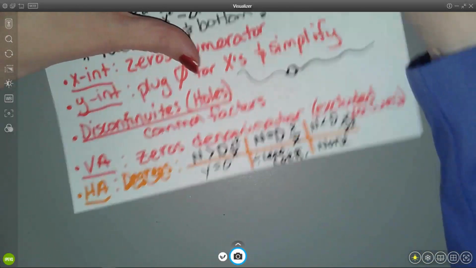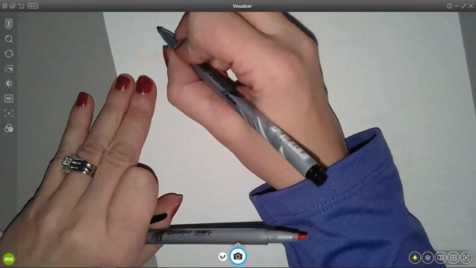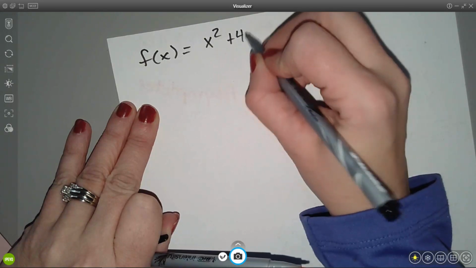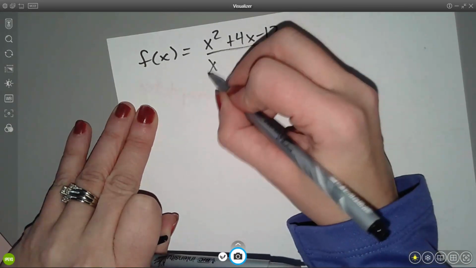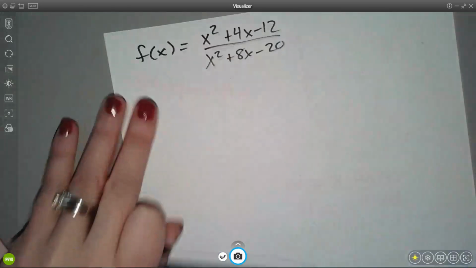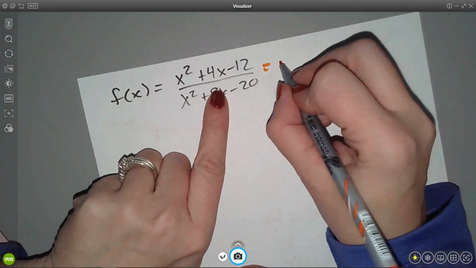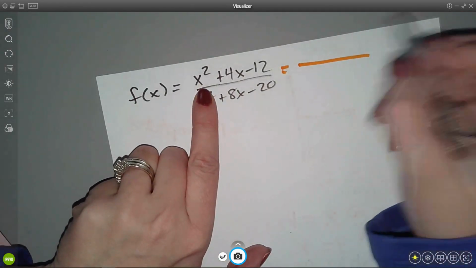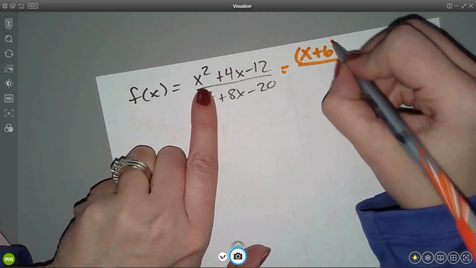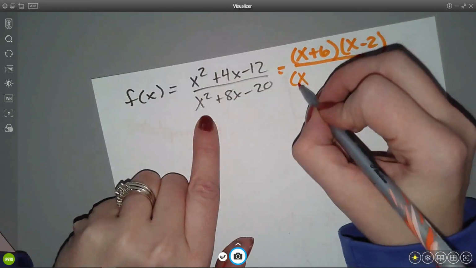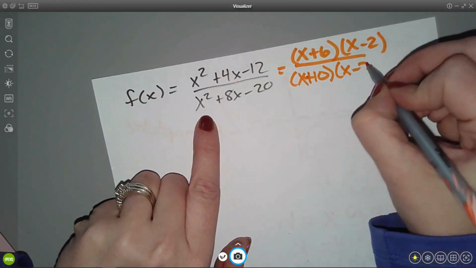So let's real quick do an example here. We're going to give the example of f of x equals x squared plus 4x minus 12 all over x squared plus 8x minus 20. Okay, so I told you guys step 1, not an option here, factor. My numerator is going to factor into x plus 6, x minus 2. And in the denominator, when I factor that, I get x plus 10, x minus 2.